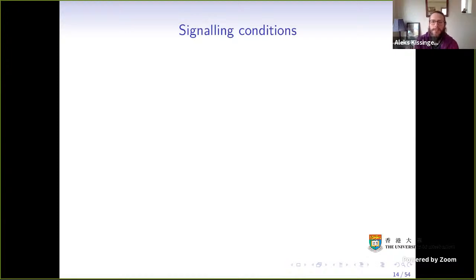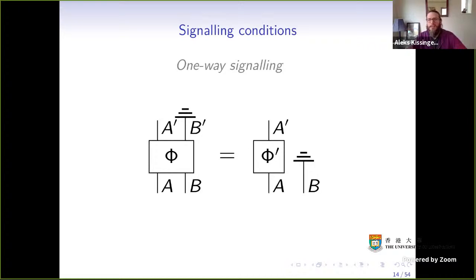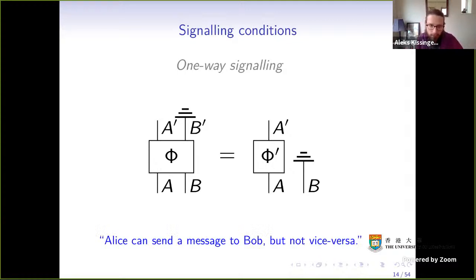Discarding also allows you to talk about signaling conditions. You have to remember that I don't have any probabilities or anything like this around, but as soon as I have discarding, I can talk about things like no signaling. First I'll say one-way signaling. Say I have a process on two systems, and you can think of this as Alice's input and output and Bob's input and output. One-way signaling says if I discard Bob's output, it falls through to Bob's input. You should think about this as saying that there's no way for Bob's input to influence Alice's output. So that's one-way non-signaling: Alice can send a message to Bob, but not vice versa.